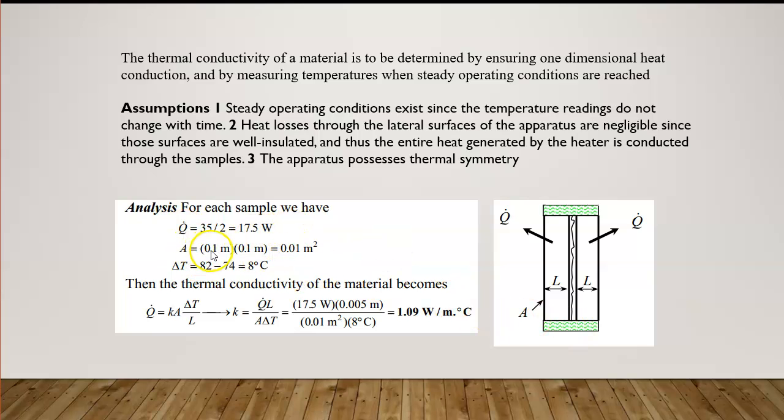The area is 0.1 times 0.1, which is given. The area here is equal to the area here, where the heat is transferred out. The temperature difference should be T1 minus T2. 82 minus 75 equals 8 degrees Celsius. Then by applying the formula and rearranging for the value of K, we can find K equal to 1.09 watt per meter degree Celsius.